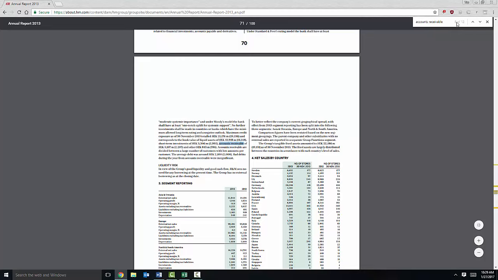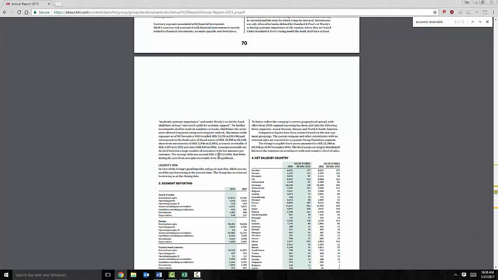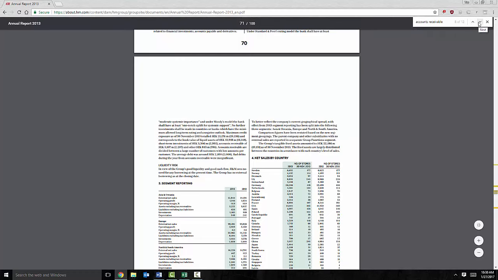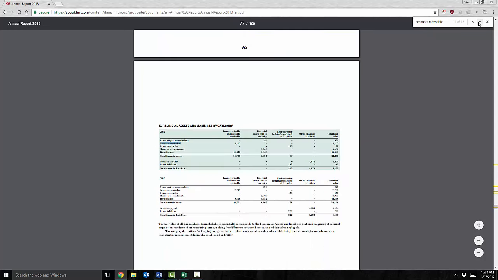So here, the 8th mention of accounts receivable, we can see that they state accounts receivable is 3.1 billion, comparing it to the previous year's figure, but they haven't really explained why it actually increased. It says accounts receivables are divided between a large number of customers with low amounts per customer. The average debt was around Swedish kroner 2,100. Relatively speaking, it might not be a big deal, but it still bothers me that they haven't explained why there's been such an increase.